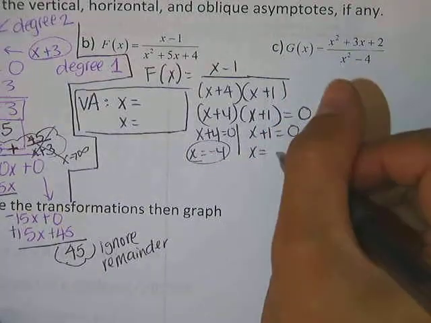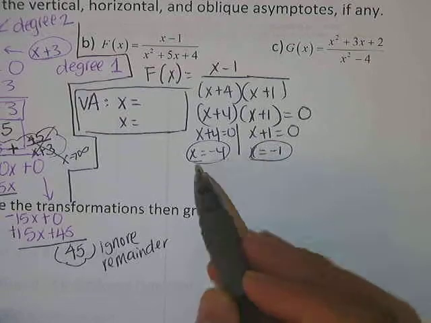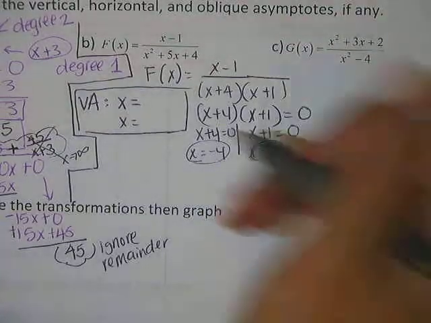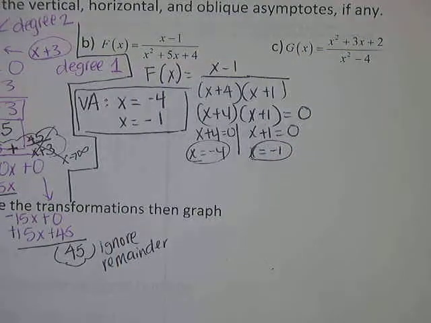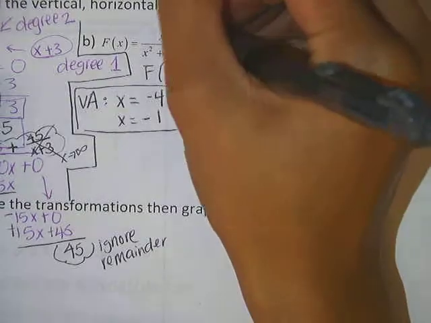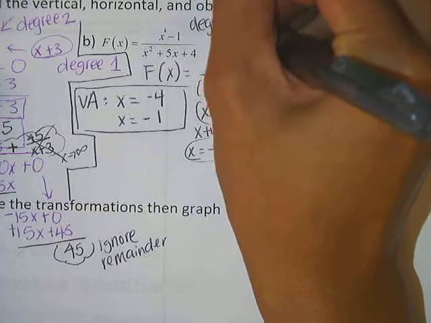x plus 4 equals 0. x plus 1 equals 0. Subtract 4 from both sides, so x equals negative 4. This is my first VA. Subtract 1 from both sides, so this is going to be x equals negative 1. So these are the two lines of vertical asymptotes. So x equals negative 4, x equals negative 1.